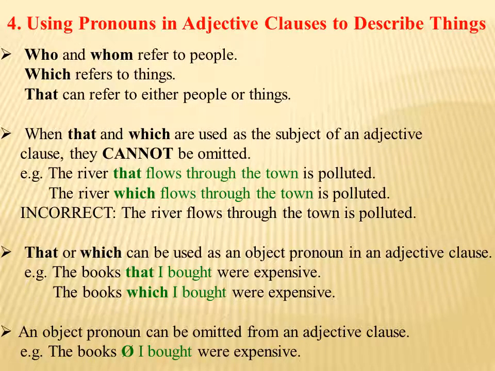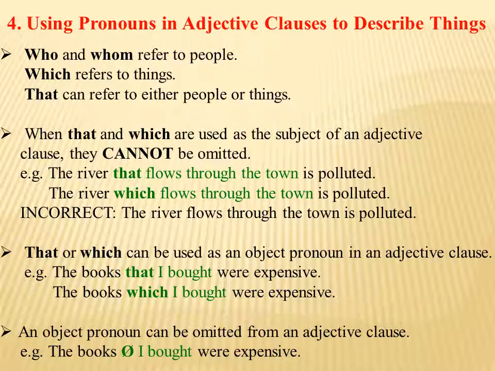Subtitle 4, Using pronouns in adjective clauses to describe things. We saw that who and whom refer to people, but which refers to things, and that can refer to either people or things. When that and which are used as the subject of an adjective clause, they cannot be omitted. Example: the river that flows through the town is polluted. So that flows through the town is the adjective clause that modifies the thing river.